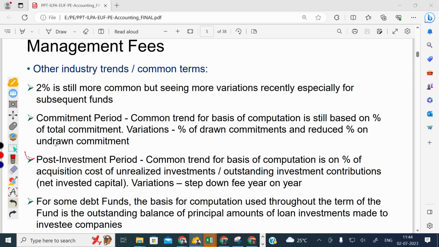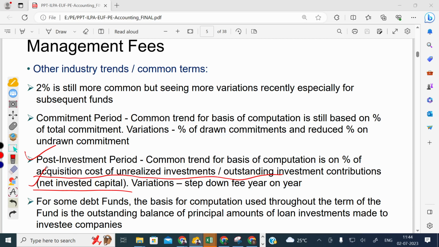Post investment period, a common trend for a basis of computation is on percentage of acquisition cost of unrealized investment and outstanding investment contributions. Net capital, net invested capital. Variation: step down year on year. Net capital invested. Can anyone explain this?